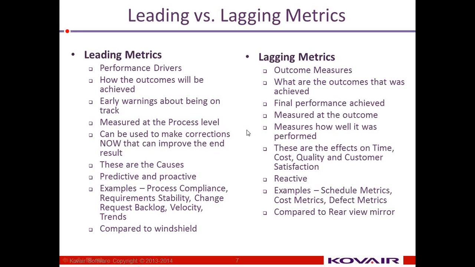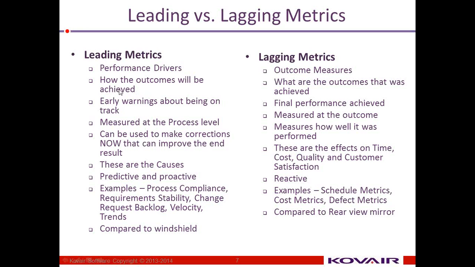So what's the difference between these two, and why are leading metrics important? Leading metrics are basically the performance drivers. So these are the processes or the tools that are used to get the performance, whereas the lagging metrics are used to measure the outcome. So using these performance drivers, the processes and tools, what we have delivered, those are measured in the lagging metrics.